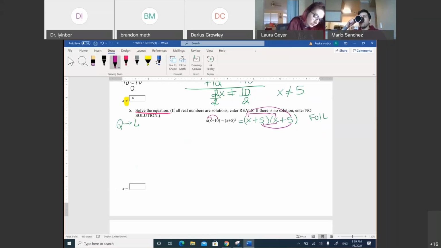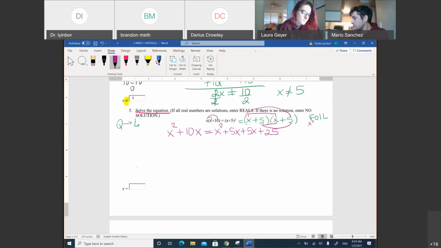X times x is going to be x squared. And then I'm multiplying x times 10 is 10x. So plus 10x equals. Then I'm going to do FOIL. So I'm going to multiply x times x is x squared. That's my first. The outside is going to be x times 5 is 5x. And then the inside is another 5x. And then the last two is going to be 25.